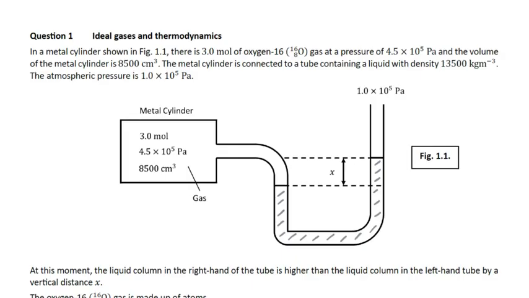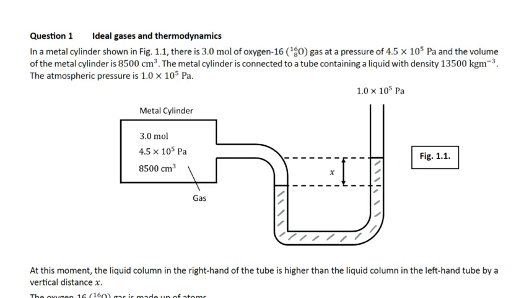Alors là, nous avons question 1, which is on ideal gases and thermodynamics. In a metal cylinder shown in figure 1.1, there is 3.0 mole of oxygen gas, which is oxygen 16 here, at a pressure of 4.5 times 10 to the power 5 Pascal, and the volume of the metal cylinder is 8500 centimeter cube. The metal cylinder is connected to a tube containing a liquid with density 13500 kg per meter cube. The atmospheric pressure is 1.0 times 10 to the power 5 Pascal.